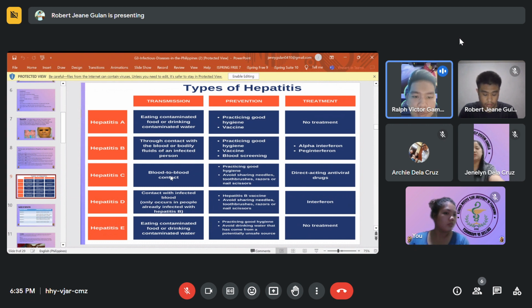The last one is hepatitis E. The transmission is eating contaminated food or drinking contaminated water. The prevention is practicing good hygiene and avoiding drinking water that has come from a potentially unsafe source. For the treatment, there is no treatment for hepatitis E.